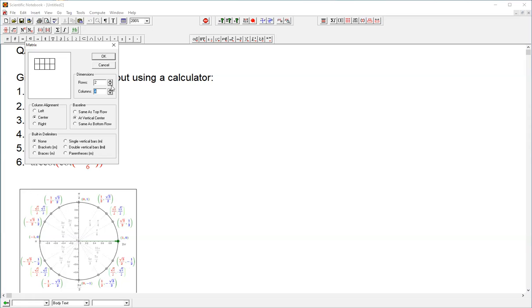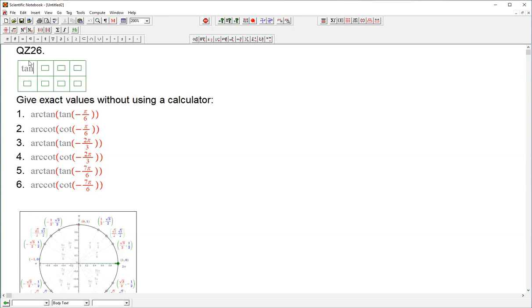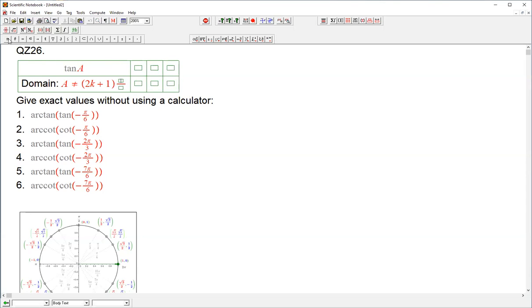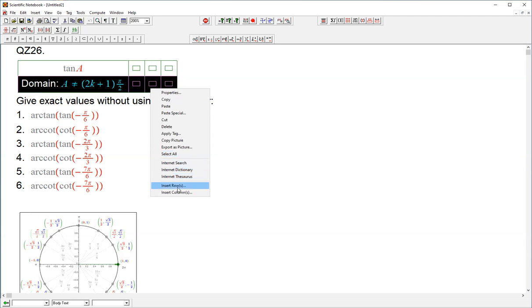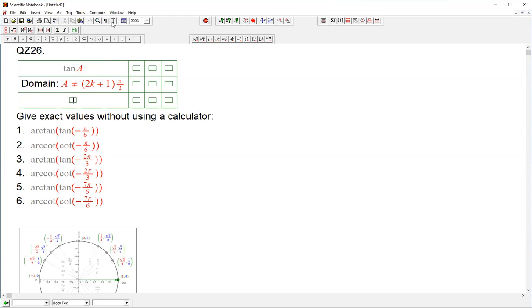So for tangent, what is the domain for tangent? The domain for tangent is: A can be any number, but not odd number multiples of pi over 2. So that's the domain. How about the range? The range, as we understand, for tangent, is from negative infinity to positive infinity.